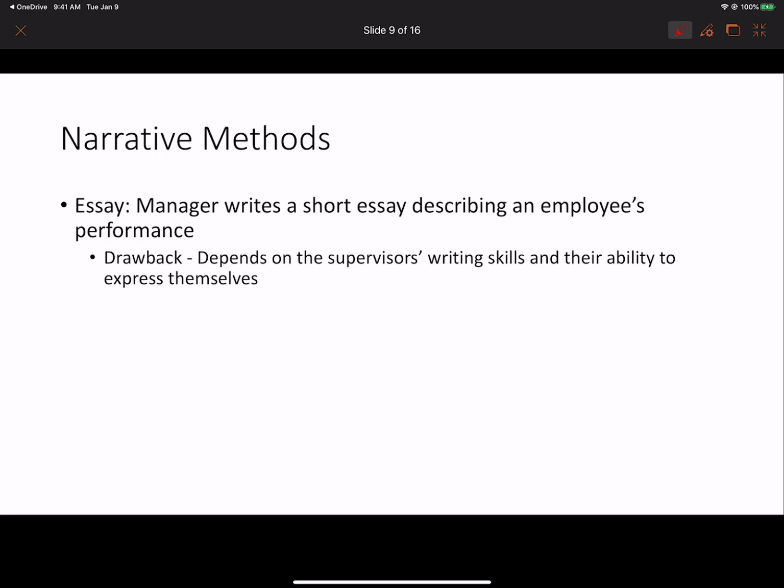Now there's an essay method where the manager writes an essay describing an employee's performance, and the drawback, as you can see, depends on the supervisor's ability to express his or herself with the written word. Some are not very good communicators, and some may miss out pertinent and critical things that should have been in the narrative, but because the manager or the supervisor had poor communication skills, it might not make it in there.